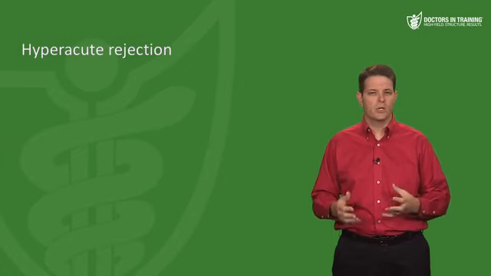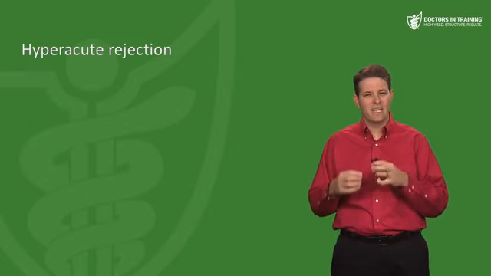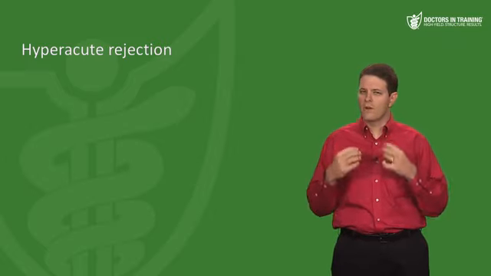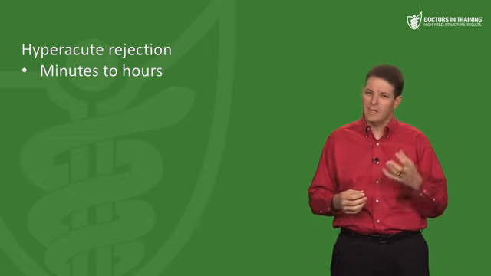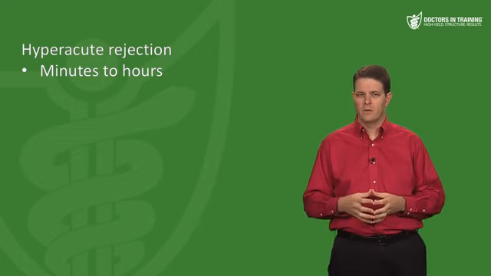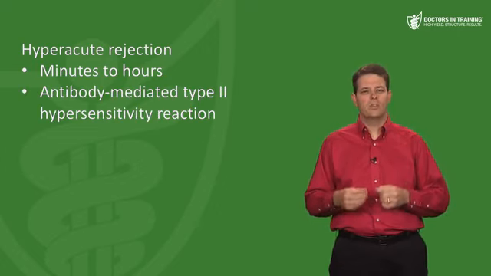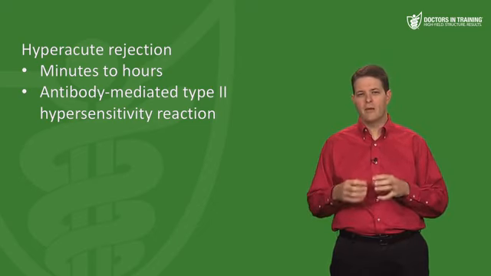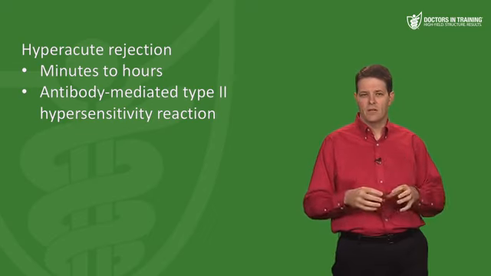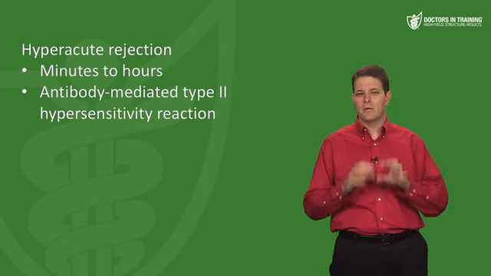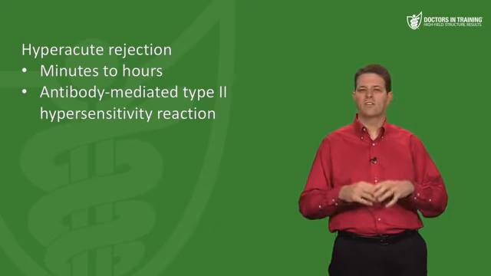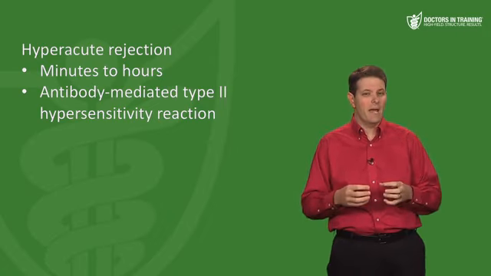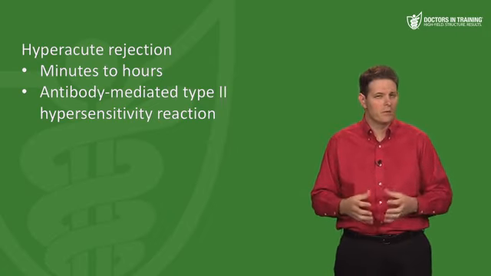Now, hyperacute rejection is something you can actually see taking place in the OR. It occurs very rapidly, within minutes, or maybe within hours of transplanting the organ. This is an antibody-mediated type 2 hypersensitivity reaction, where the transplant recipient has preformed antibodies against donor antigens, and the recipient is rejecting that graft immediately. And we do all kinds of screening and matching to make sure this doesn't happen, because this one's pretty preventable.